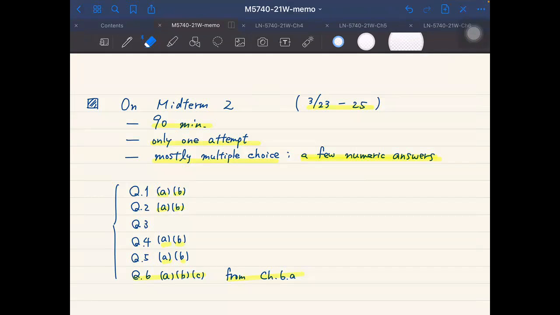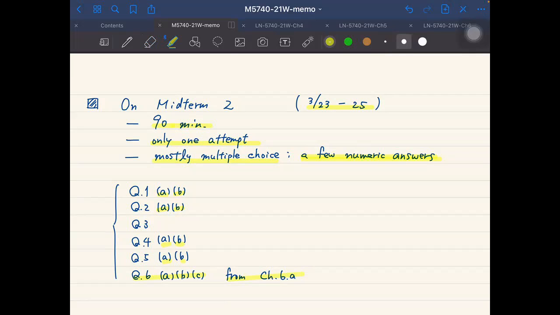Hi everyone. So today is the day for midterm two, but before that, I would briefly discuss what will be covered in midterm two. So first, midterm two will be held between today and Thursday. You can spend any 90 minutes in Canvas. Once you start the exam, you have to finish within 90 minutes.